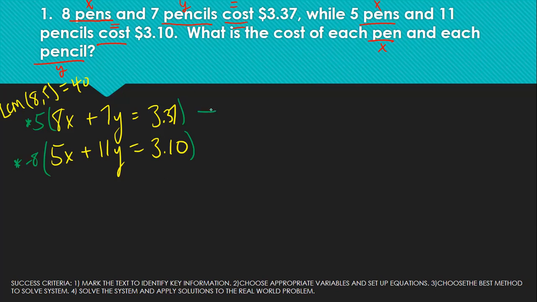So our new equations that we're working with are 40x plus 35y equals 337 times 5, which gives us 1685. Now we're going to do the same thing here, but this time we're multiplying by a -8. So we have negative 40x minus 88y equals 310 times -8. And that gives us negative 2480.